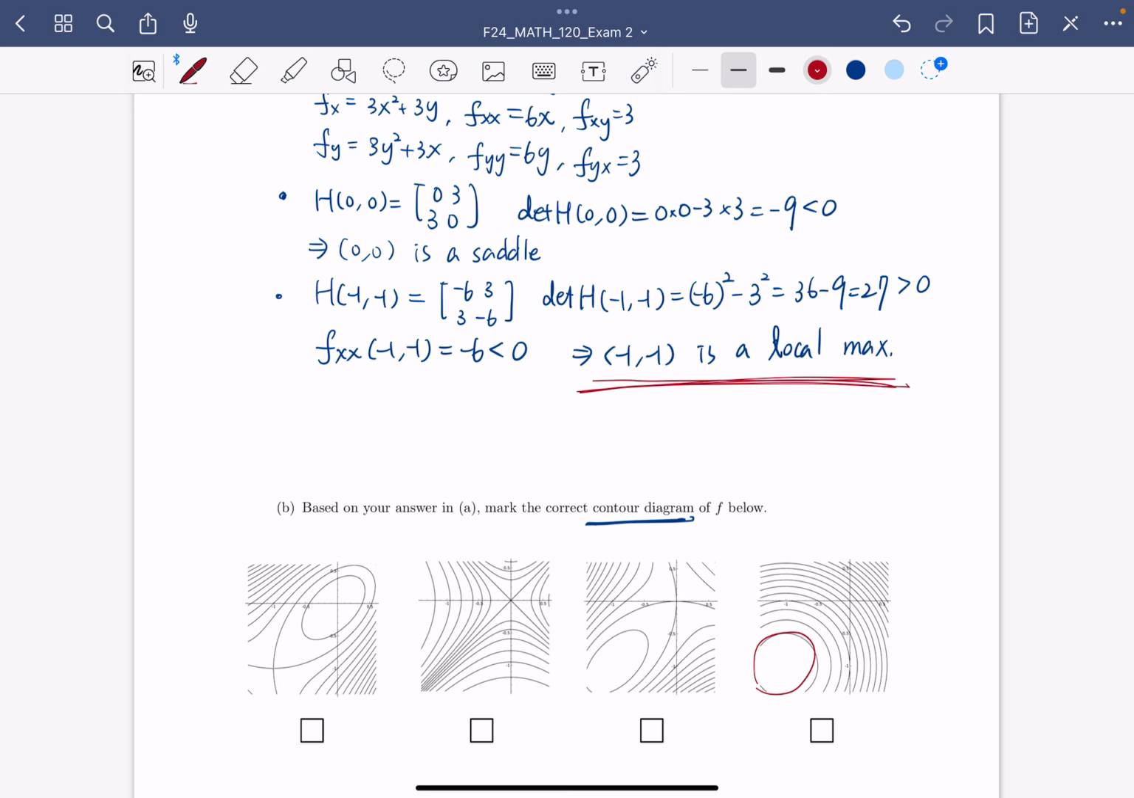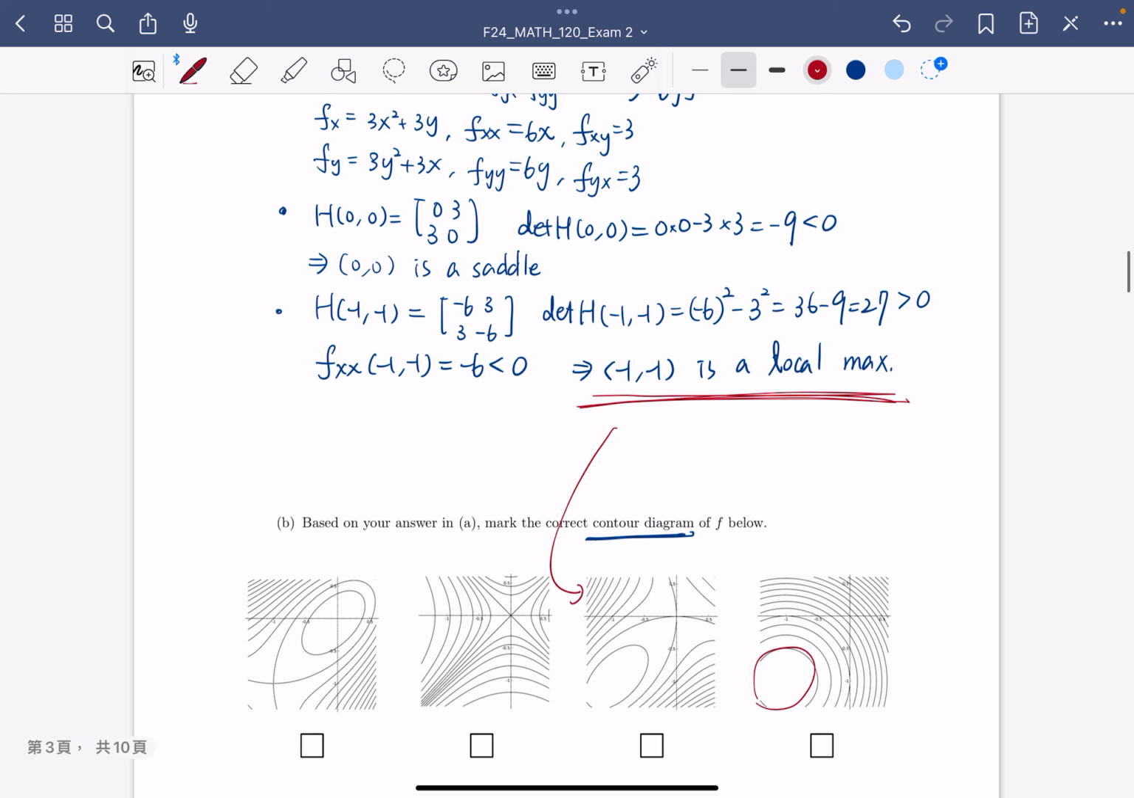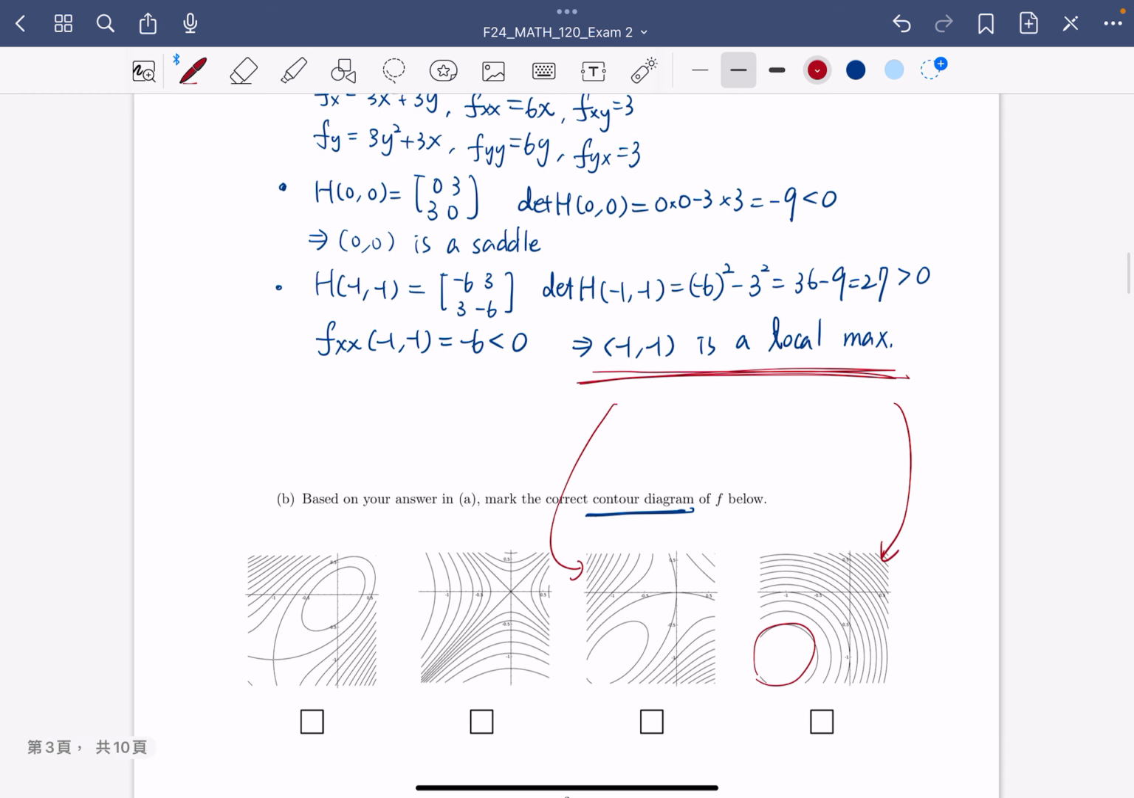But anyways, from this information we see it's either this diagram or this diagram. And there's a saddle at the origin.